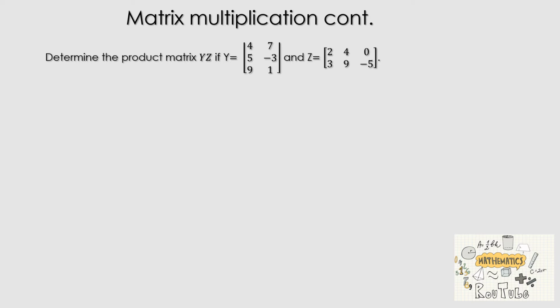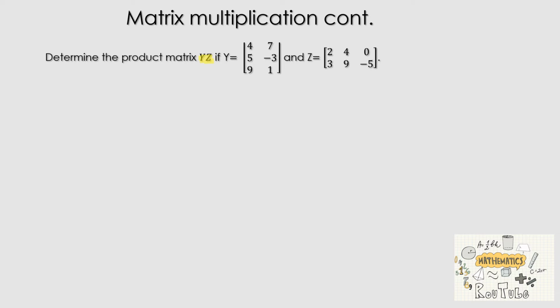So determine the product matrix YZ if Y equals, and then we've got a matrix, and Z equals that matrix there. So once again, the first thing we need to do is determine whether we can multiply these matrices. Okay, so remember the order is extremely important. Okay, so it's Y and then Z, so Y times Z.